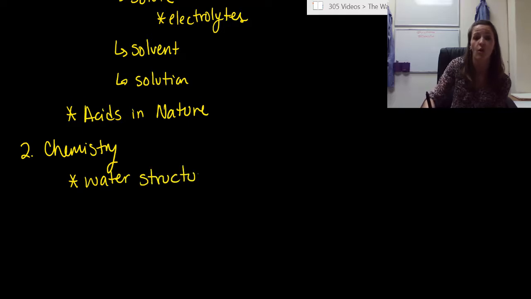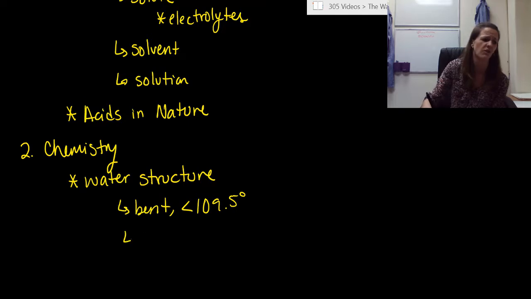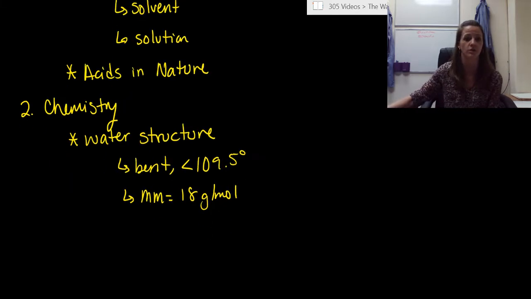So, things that we learned over the last 9 months. First thing was we know that water has a bent structure with angles less than 109.5 degrees. Yes, you still need to know that information. We also reviewed that the molar mass of water is 18 grams per mole. Okay, it's about 18.01, but 18 works just fine.